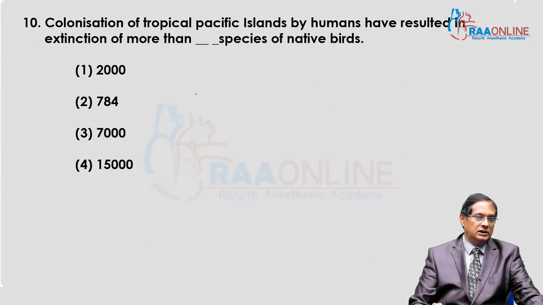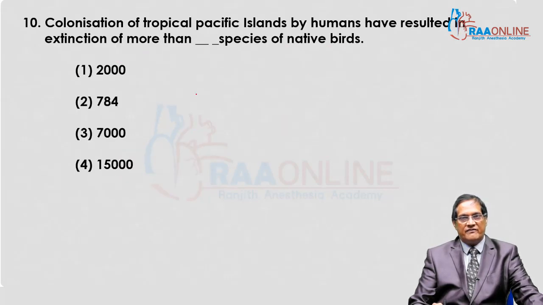Then come to the 10th question. Colonization of tropical Pacific islands by human beings. Actually, there is a population burst of human beings. And human beings are the major cause of loss of biodiversity in this living world, amongst all living beings.